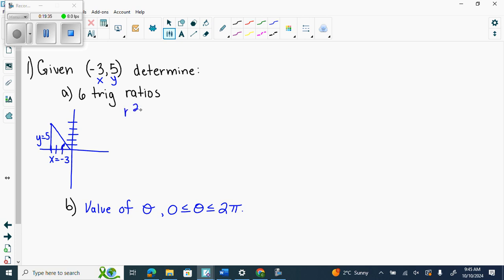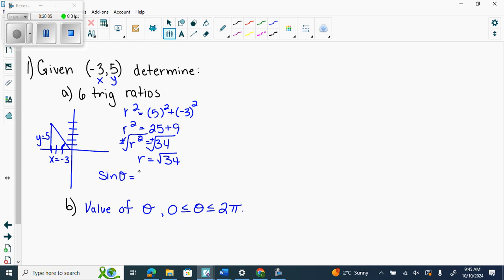So r squared equals 5 squared plus negative 3 squared. R squared equals 25 plus 9. R squared equals 34. Take the square root of both sides, plus or minus the square root of 34. Does it reduce? Yes or no? No.